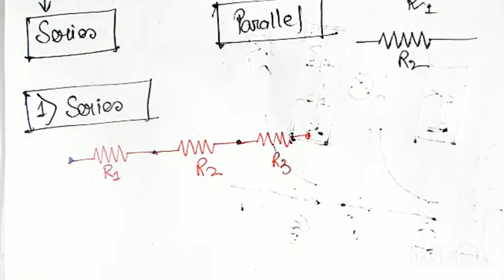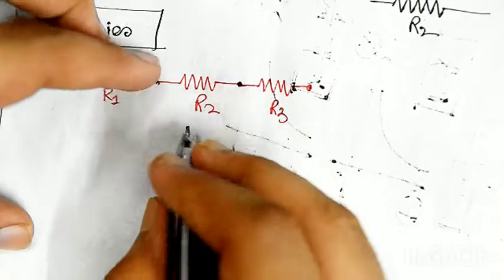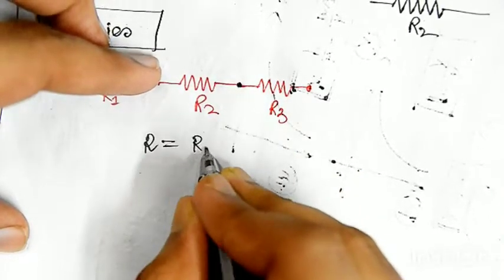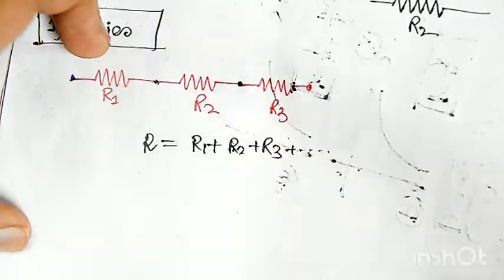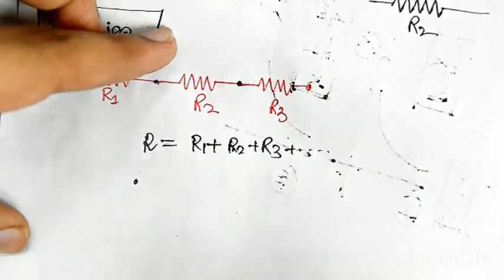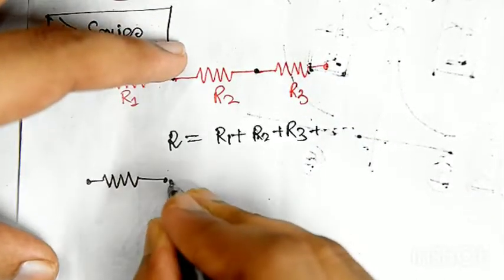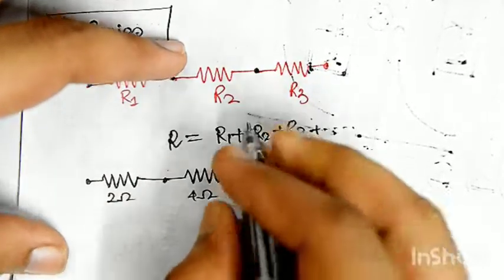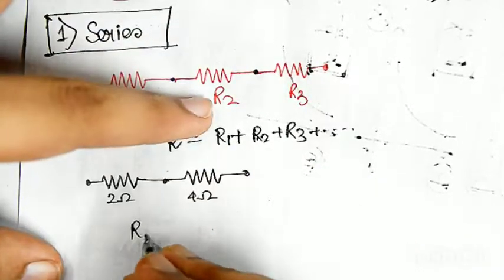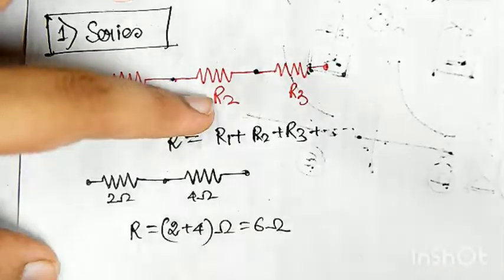Now what is the value of this combination? If I join R1, R2 and R3, what is the net value I will get? The net value after combination is R equals R1 plus R2 plus R3 plus so on if you add more. Like if you join two resistances, a 2 ohm resistance joined with another 4 ohm resistance, then there will be just two resistances. Their combination value will be 2 plus 4 ohms, that is 6 ohms.